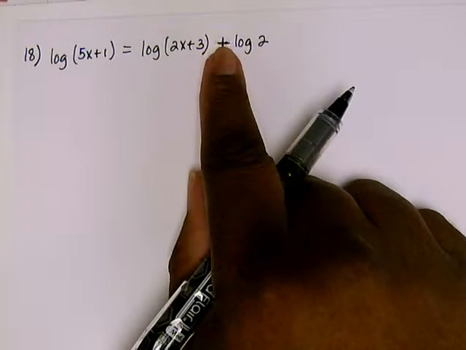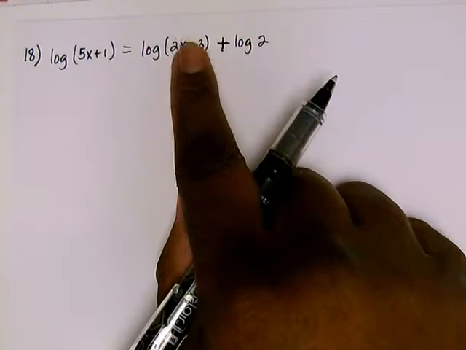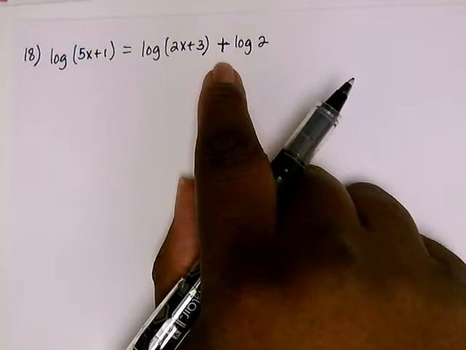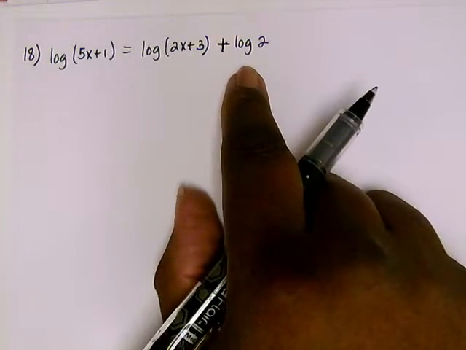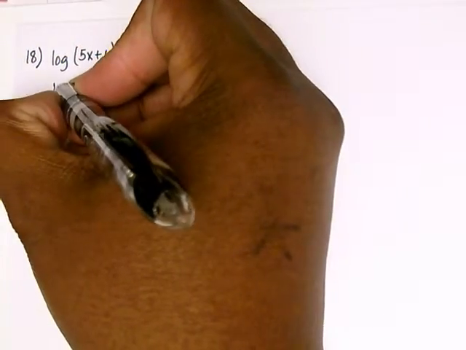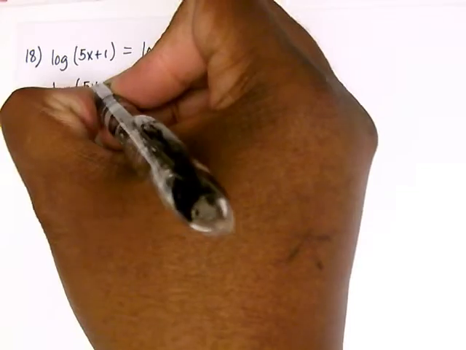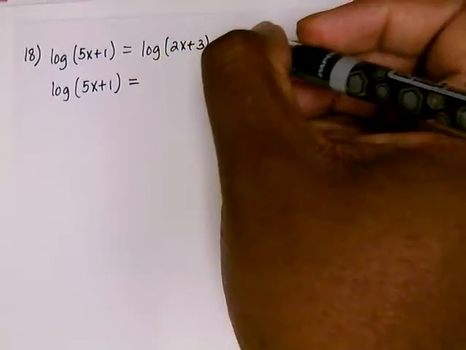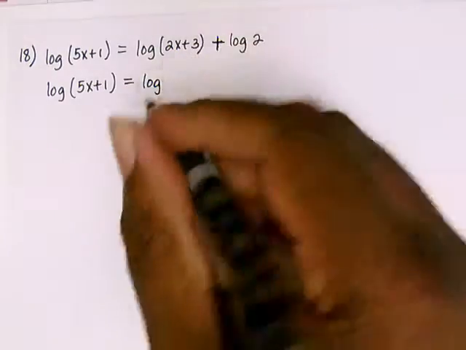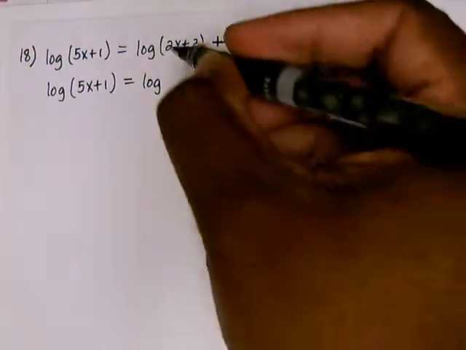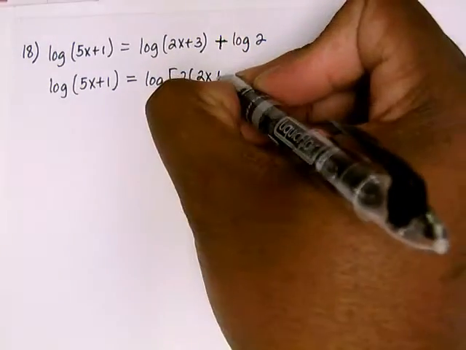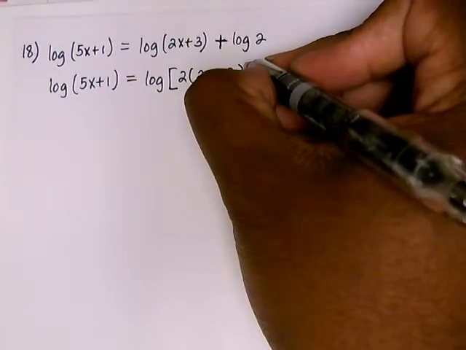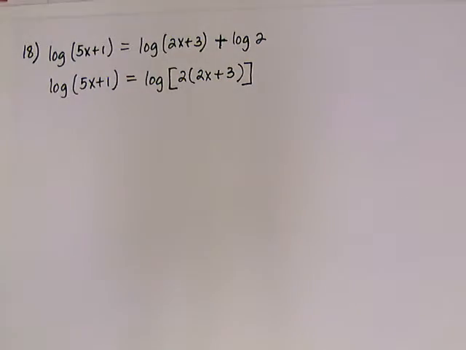Here I got a plus sign. That tells me I have the sum of their individual logarithms. I need to condense that side as the log of the product. So here I'm going to have to apply the product rule on the right side. So let me go ahead and write down log of 5x plus 1. That's equal to the log of, now I need to condense that as the log of the product. What I'm going to do is write the log of, I'm going to put the 2 in front of 2x plus 3. So here I'm applying the product rule on the right-hand side.